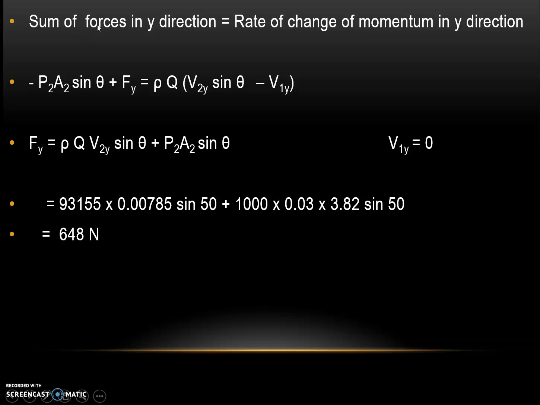To find Fy, we will equate sum of forces in y direction to rate of change of momentum in y direction. So, minus P2A2 sin theta plus Fy equal to rho q into V2y sin theta minus V1y. So, Fy will be equal to rho q V2y sin theta plus P2A2 sin theta. So, after substituting the values, we get 93155 into 0.00785 sin 50 plus rho is 1000, q is 0.03, V2y is 3.82 and theta is 50. With the values, we get Fy as equal to 648 Newton. V1y is equal to 0.